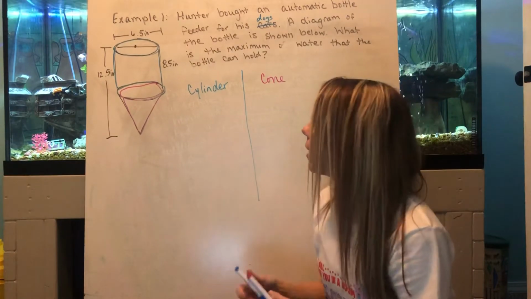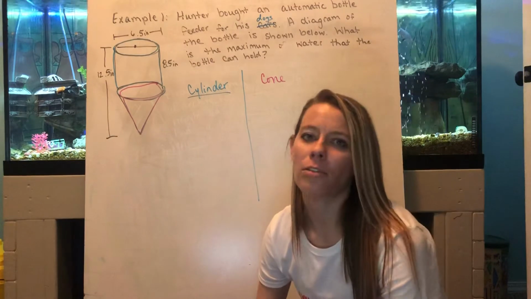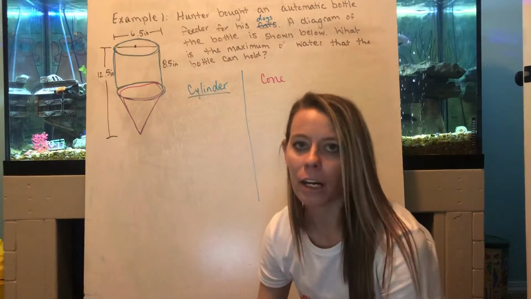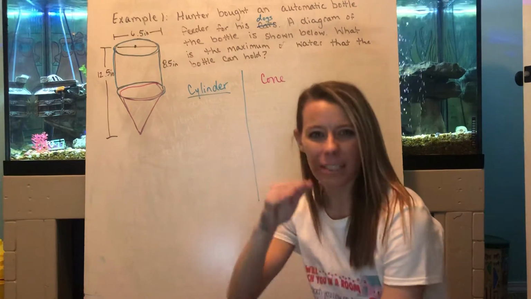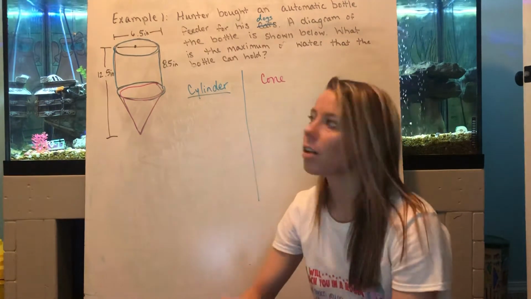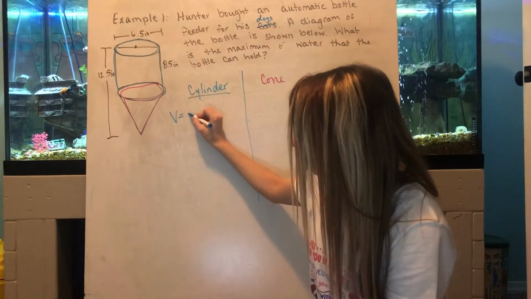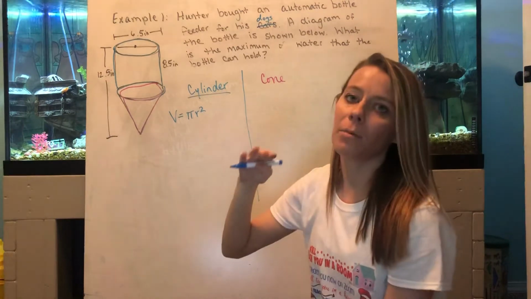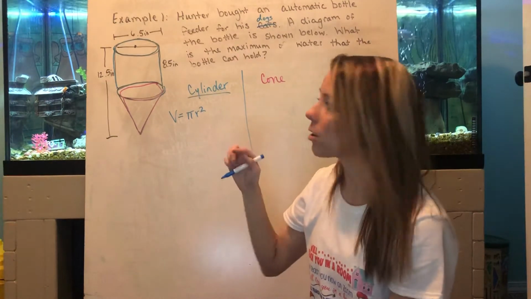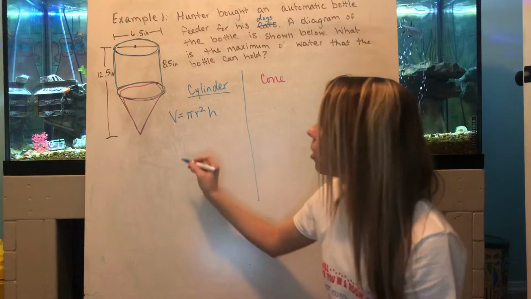So we're going to go ahead and start our calculations. The hard part about this is you have to remember each of the volume formulas or look them up in your notes. So remember, volume of a cylinder, we're stacking a bunch of circles on top of each other. So it is the area of one circle, so pi r squared, and then times the amount of circles you stacked on top of each other, which is h. So pi r squared times h.